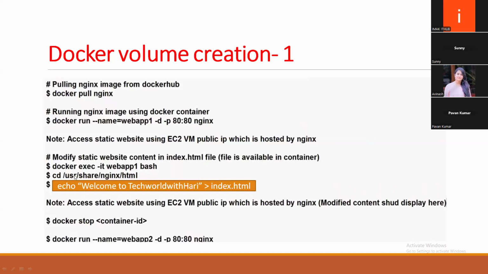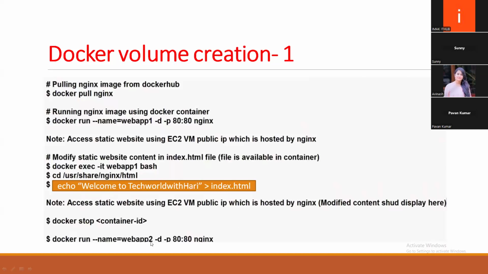So I want to connect to the container. How can you connect? docker exec -it, where -it is the interactive terminal, webapp1 bash or /bin/bash. Then cd /usr/share/nginx/html. You can change the content with echo "welcome to tech world with Hari" into index.html. Then access the static website using the EC2 VM public IP, which is hosted by nginx.